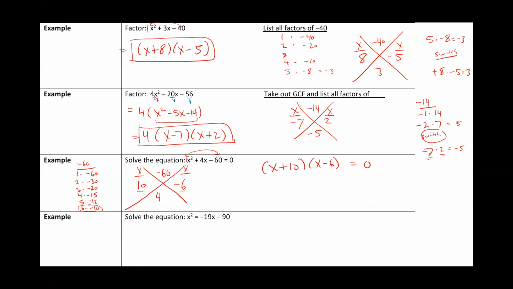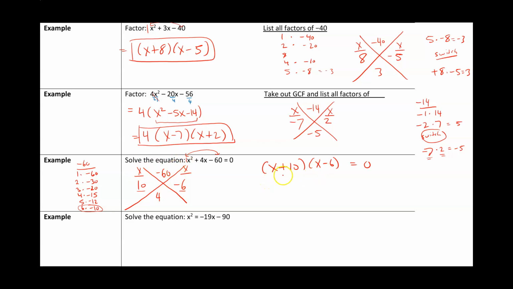So let me run through that one more time. I multiplied 1 and negative 60 to get a negative 60. The middle term was a positive 4. I found two numbers that multiply to negative 60 and add up to be 4, that's 10 and negative 6. Put an x on top of each, and that's our factored form.